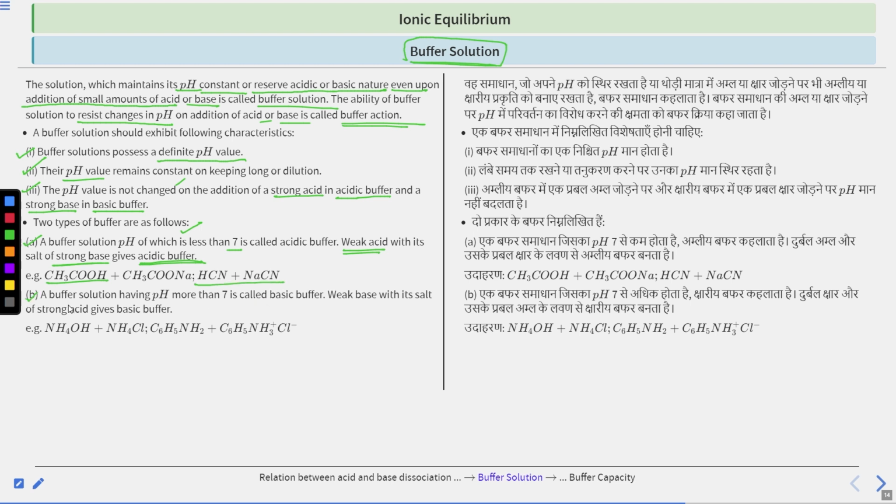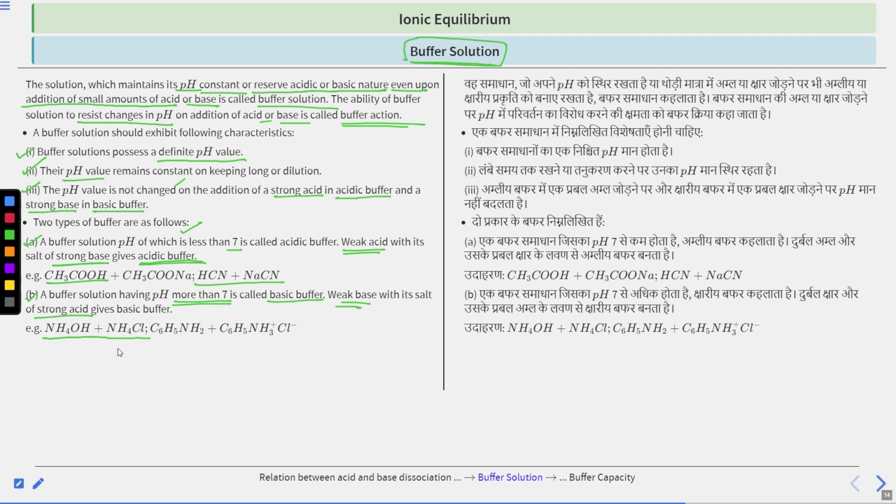The second type of buffer solution is a basic buffer, having pH more than 7. It is just the opposite of an acidic buffer, right? A weak base with its salt of a strong acid gives a basic buffer. For example, the pair NH4OH plus NH4Cl, where the weak base is NH4OH, and NH4Cl is a salt of HCl, which is a strong acid.